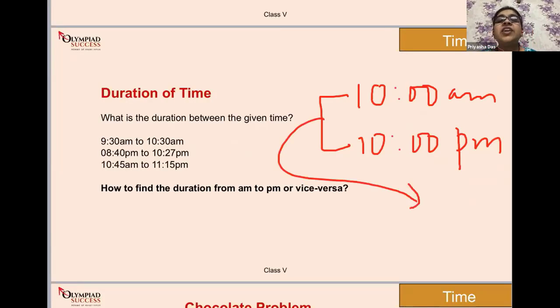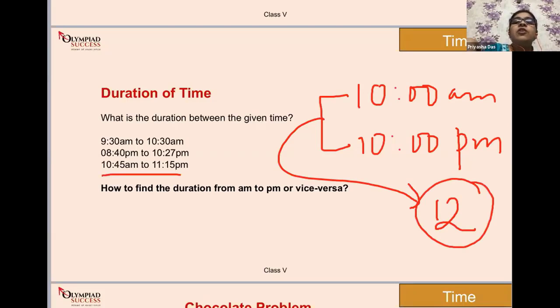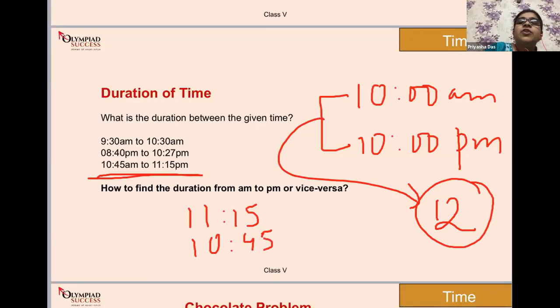How many hours are we going forward? How many hours are between them? Very good, Praveen. We have 12 hours in between. So if we want to solve this, we can simply subtract this and get the answer. Okay. When we subtract this, what will happen?